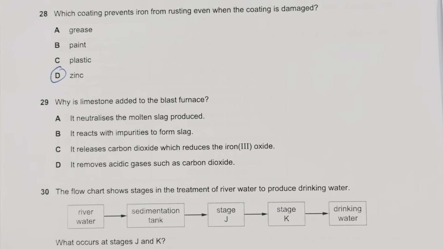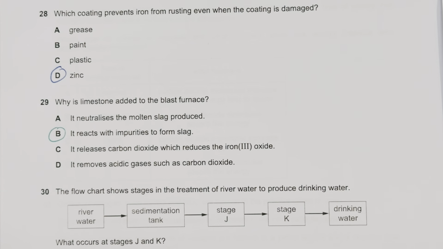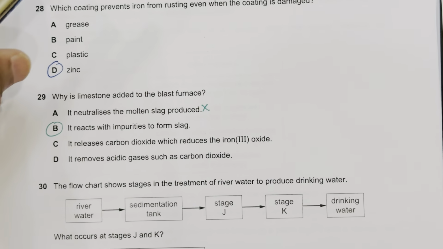Why is limestone added to the blast furnace? It is added to the blast furnace to form slag. So option B, it reacts with impurities to form slag, is the only option that is correct. It neutralizes the molten slag produced? No, we only add it to react with impurities to form slag, that is calcium silicate, CaSiO3.